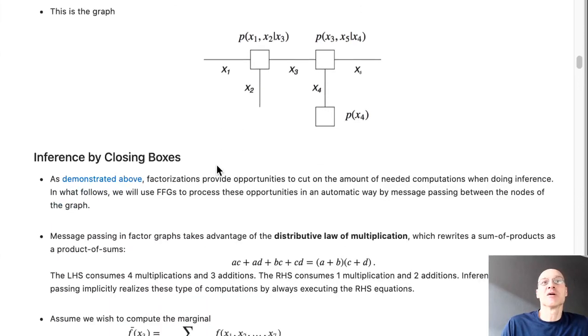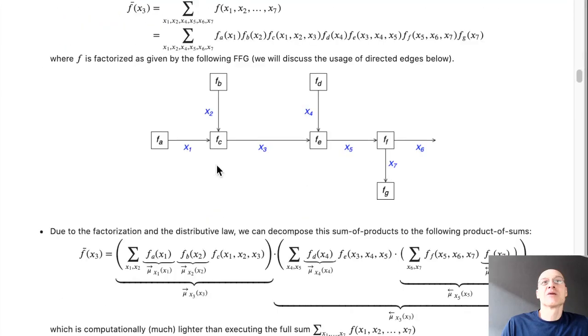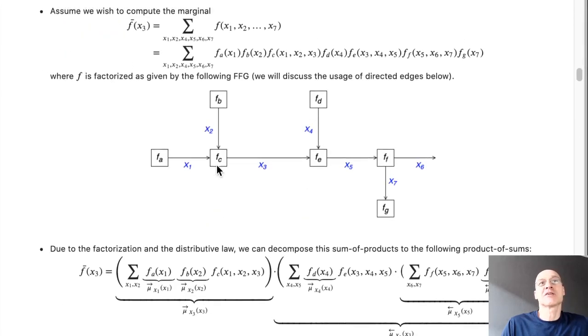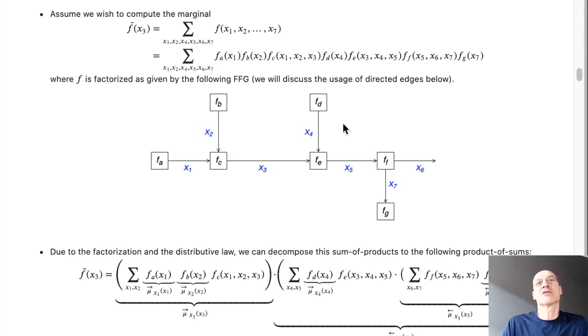I'm going to create a pretty large factor graph here. I have a function here of 7 variables, and I have FA, which is a function of a particular factorized structure, right? FA is a function of x1 times FB is a function of x2 times FC, which is a function of x1, x2, x3, and so forth. So this is a large structure.